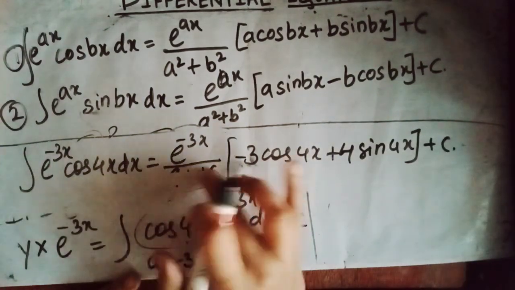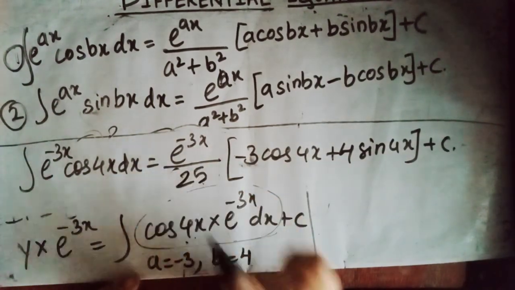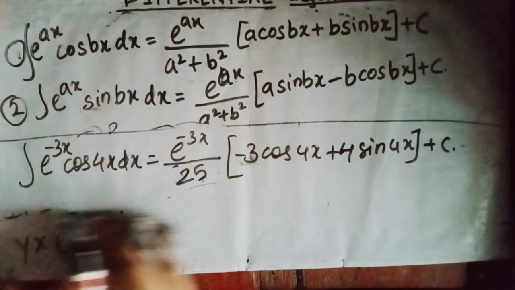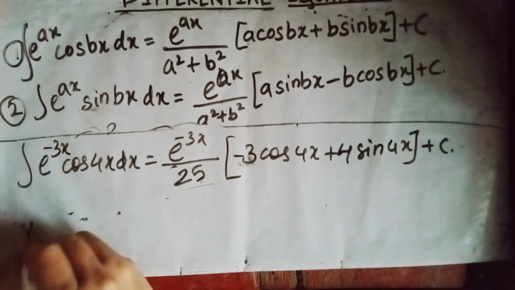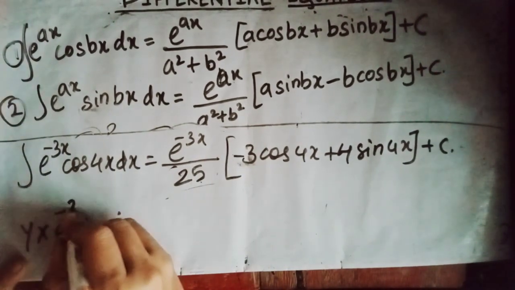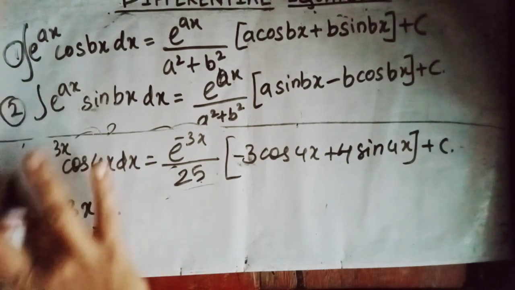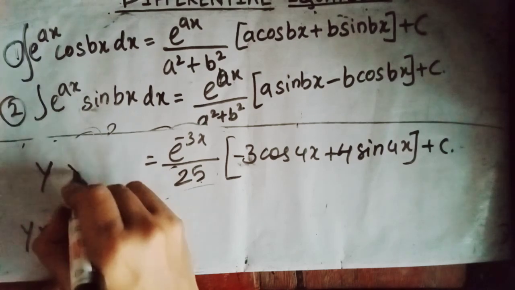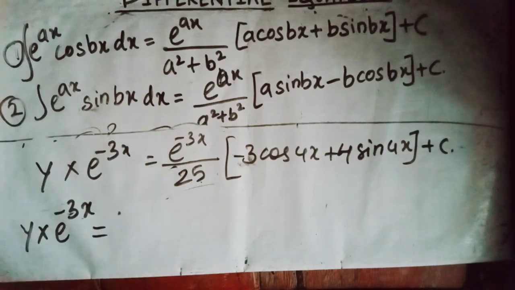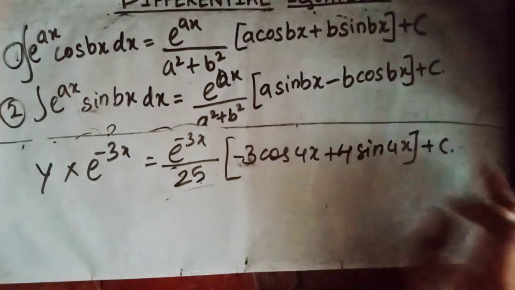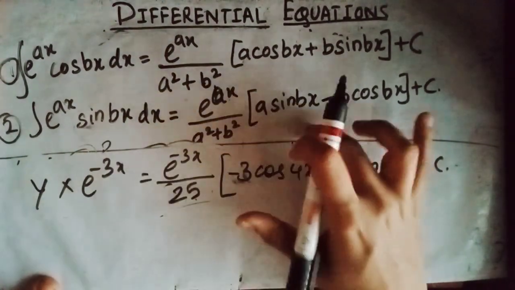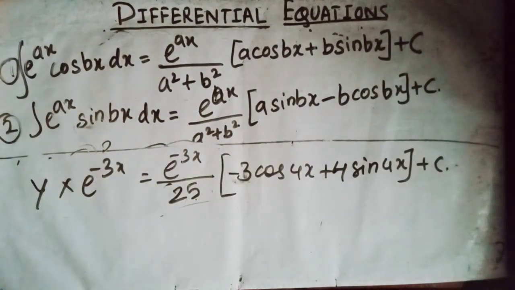So with this you get the final answer directly. Okay, so please note it down. Y into e raised to minus 3x. This is our final answer. I will write here only y into e raised to minus 3x. Okay, so this becomes our final answer. So these are very useful formulas. Okay.